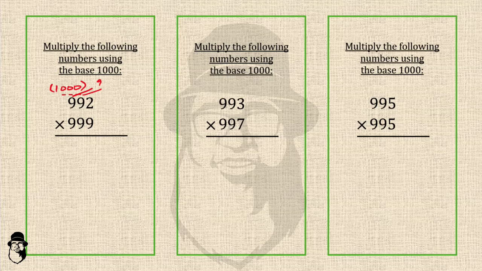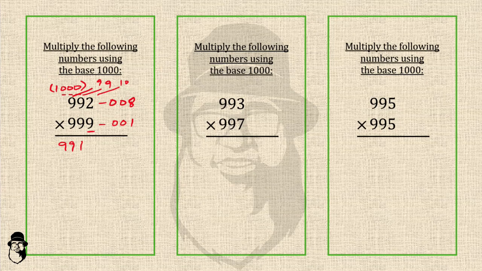9 from 9 is 0. Again 9 from 9 is 0. And 2, last from 10, is 8. Here we have 0, 0 and the last 9 from 10 is 1. Now first part of the answer is we cross subtract. We can do this: 992 minus 1 is 991, or we can also do this subtraction. It will give us the same answer.